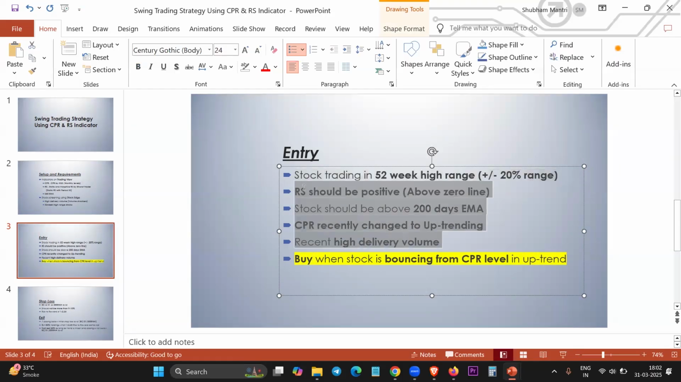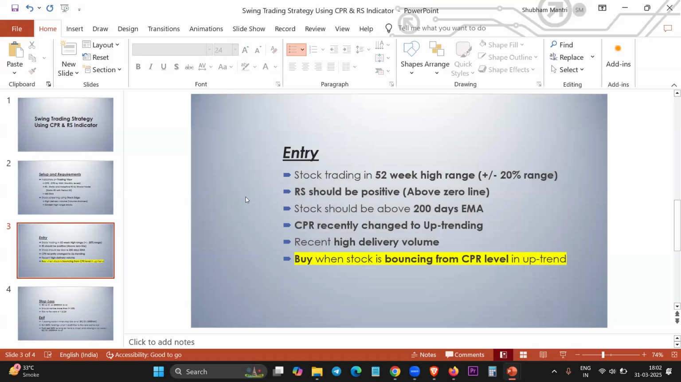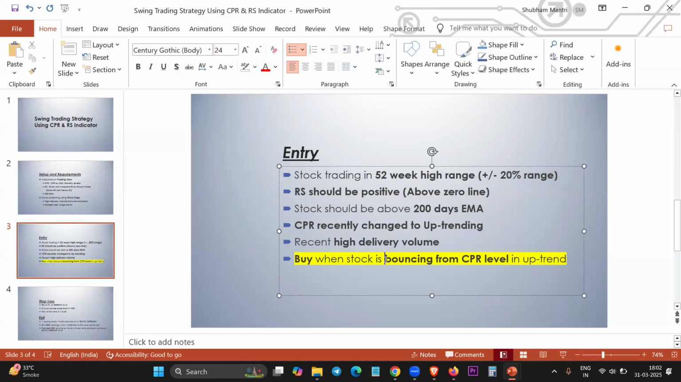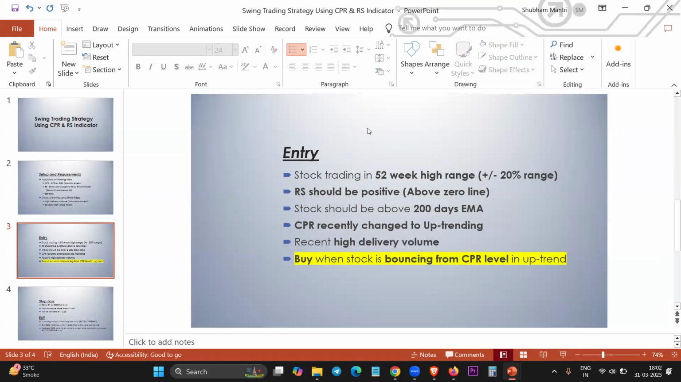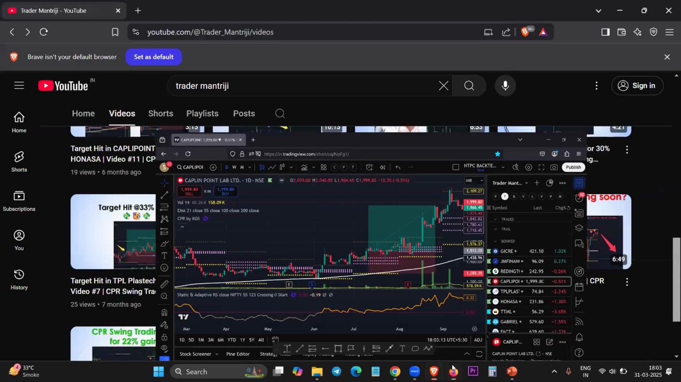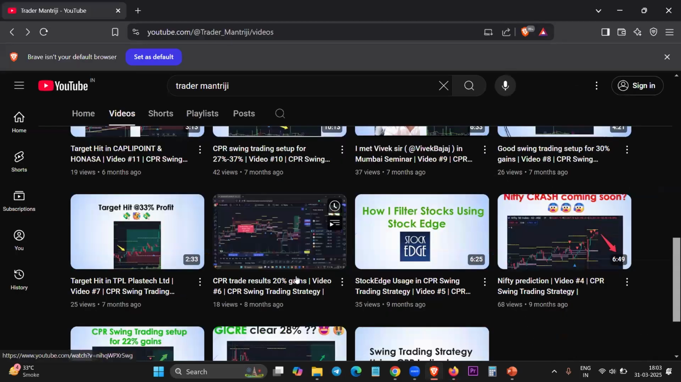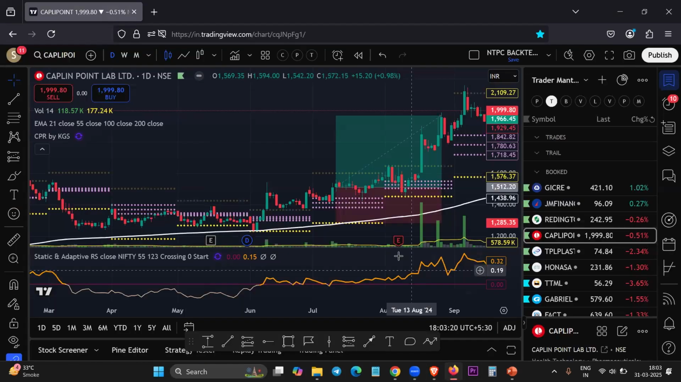All these 5 criteria are just for filtering the stock, and the actual entry will be taken in the stock only when the stock is bouncing back from the CPR level. I'll show you this in one example. In one of my videos, video number 6, I discussed this stock Kaplan Point. So we'll see this example.